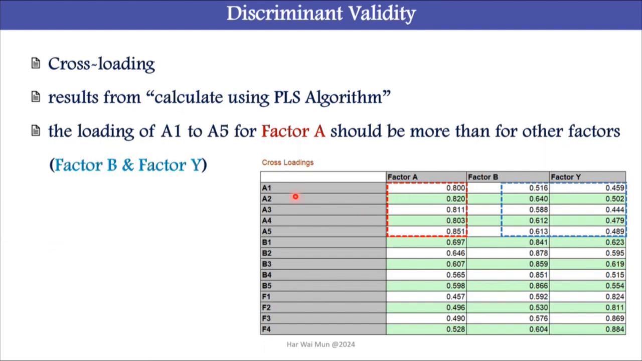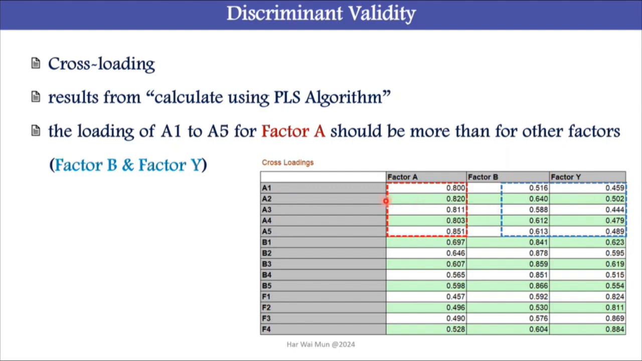This is the loading. A1, A2, A3, A4, A5 are questions in your survey. These questions are mainly to measure which factor? They measure factor A, right? Your question A1, A2, A3, A4, A5 are to measure factor A, not purposely to measure factor B, not purposely to measure factor Y. So in this case, your cross-loading for factor A should be higher than B and Y, right?